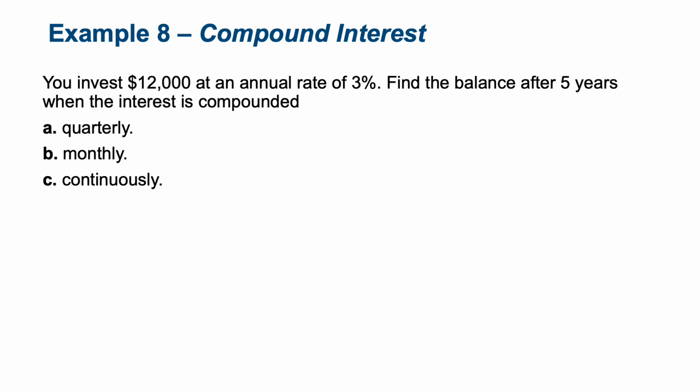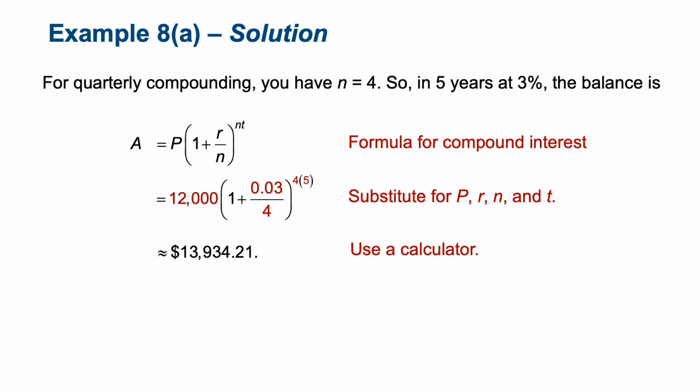Here is a super fun example. We invest $12,000 at an annual rate of 3%. What's the balance after 5 years when the interest is compounded either quarterly, monthly, or continuously? Quarterly is a finite amount, n is equal to 4, so you basically just plug in everything. t is 5, n is 4, r is 0.03, the principal was 12,000, and then we basically use a calculator, and there it is.